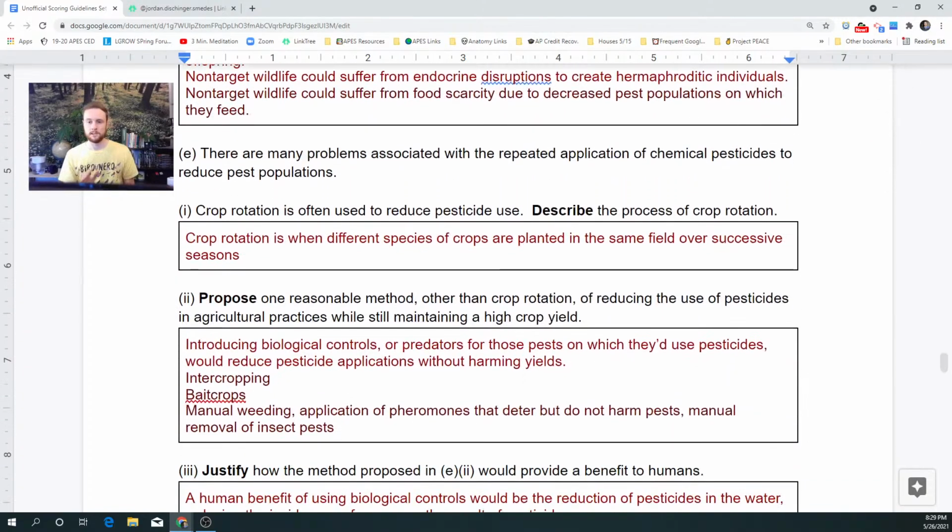So take a look at crop rotation. Crop rotation is often used to reduce pesticide use. Describe the process. Crop rotation is when different species are planted in the same field over and over again. So what that's going to do is prevent insects from laying their eggs in the ground and then hatching and having their preferred food source right there readily available. So that is how crop rotation works.